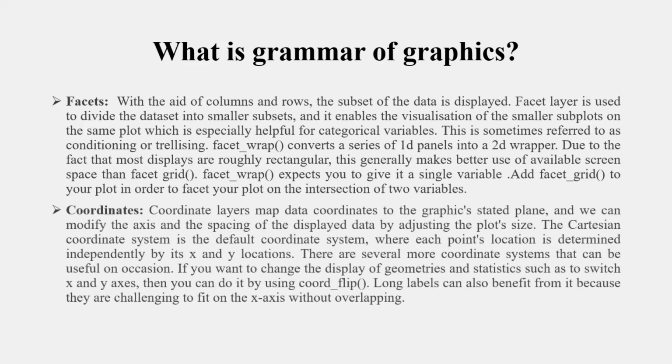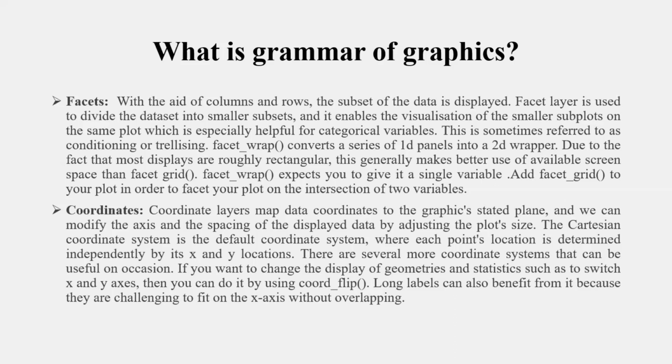Next, we have coordinates. Coordinate layer maps data coordinates to the graphics stated plane, and we can modify the axis and the spacing of the displayed data by adjusting the plot size. The Cartesian coordinate system is the default coordinate system where each point's location is determined independently by its x and y locations. There are several more coordinate systems that can be useful on occasion.